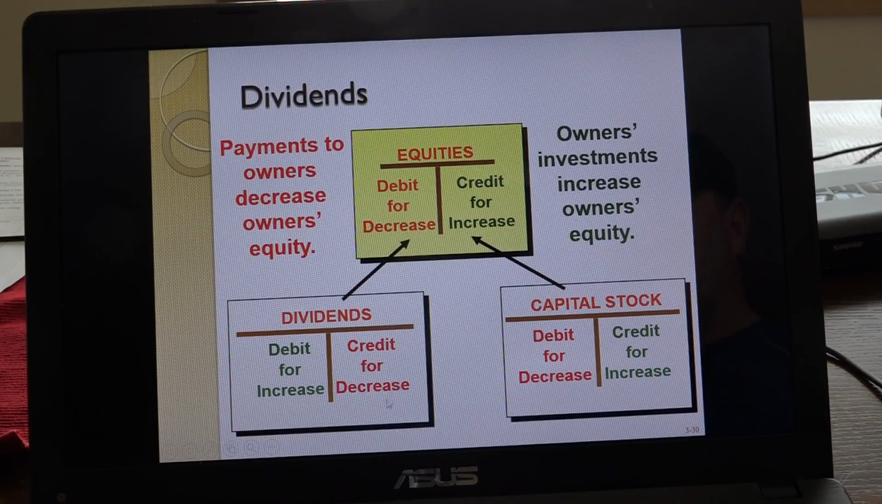And again, this is a situation where when you pay a dividend, it decreases owner's equity, but it shows as an increase, meaning a debit. And then, of course, capital stock, the normal balance for receiving capital stock is a credit, which is an increase.